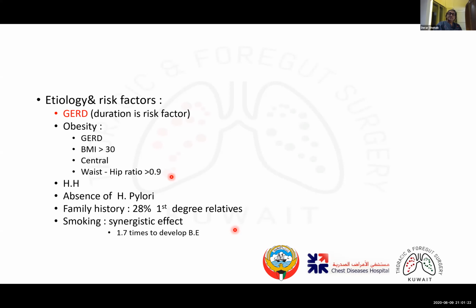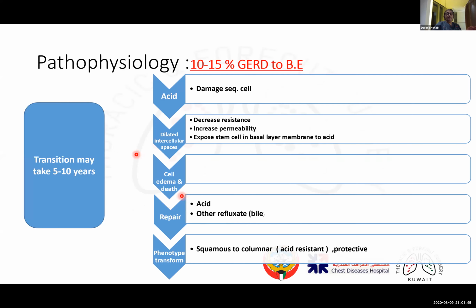Now, absence of H. pylori is actually a risk factor. In fact, H. pylori has a protective mechanism, because H. pylori decreases the acid production in the stomach, causing atrophic gastritis. In order to have Barrett's, you need at least a transition period between 5 to 15 years, and about 10% to 15% of GERD patients develop Barrett's. So not everybody with GERD develops Barrett's, okay?